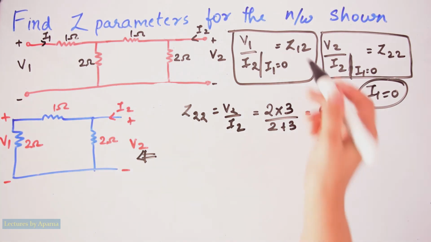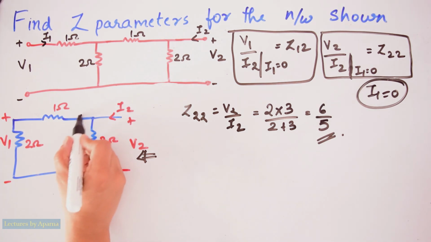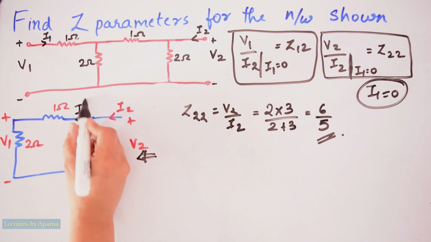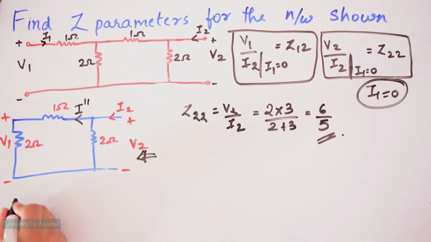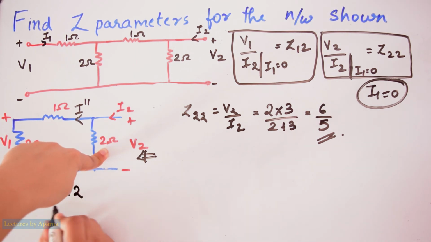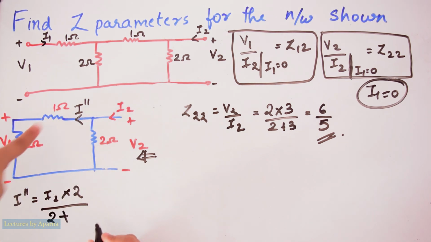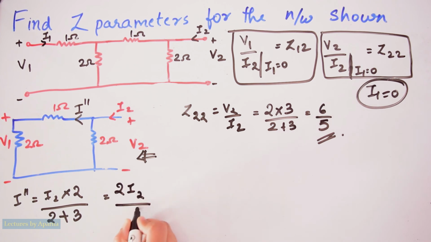Now we have to find Z12. For that I am considering a current here, that is I double dash. So again I double dash is equal to total current I2 into, using current division rule, the resistance of the other branch, that is 2 ohm, divided by this 2 plus this 3. So it will be 2 I2 divided by 5, which is equal to I double dash.